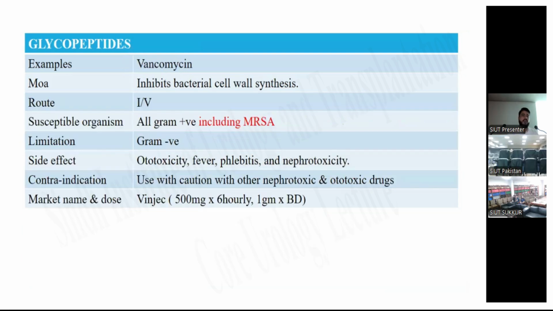every 72 hourly. Glycopeptides, for example vancomycin, inhibit bacterial cell wall synthesis and are effective against all gram positive organisms, especially methicillin resistant Staph aureus. Side effects include ototoxicity, fever, phlebitis, and nephrotoxicity. The dose is 500 mg 6 hourly or 1 gram twice daily.